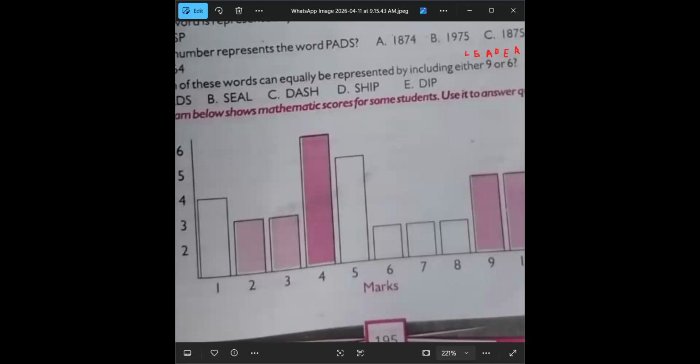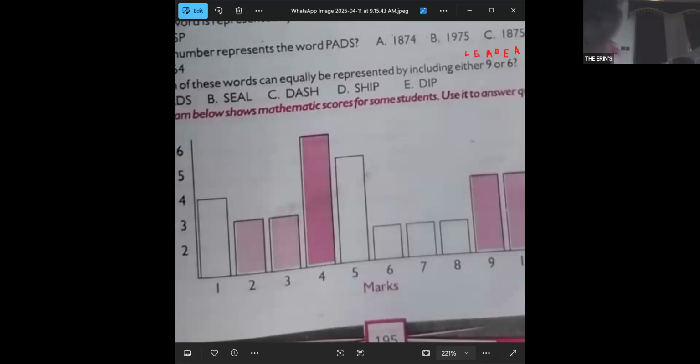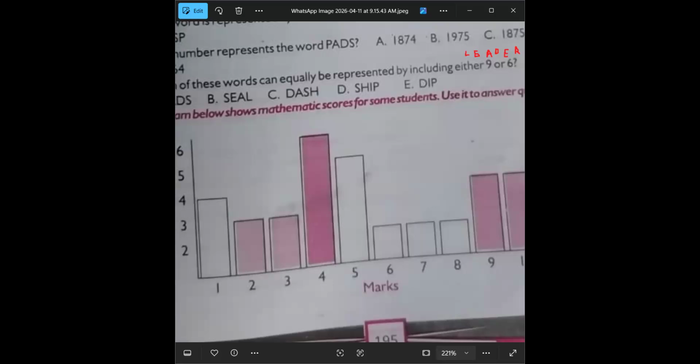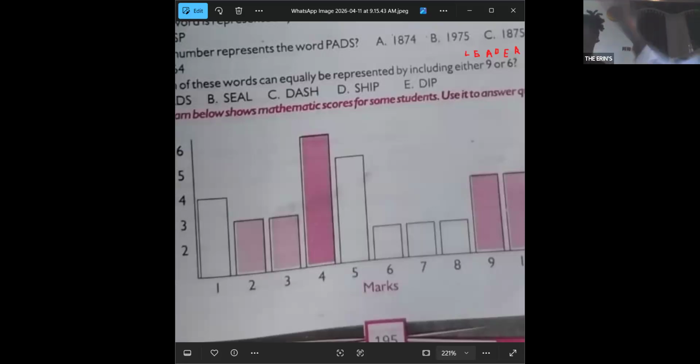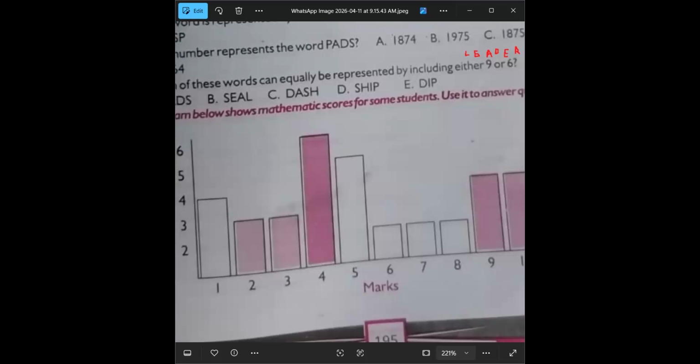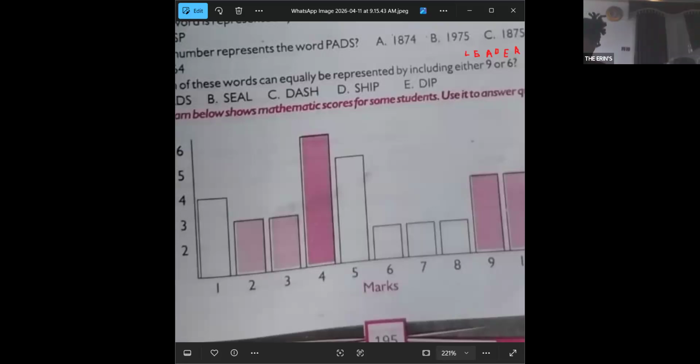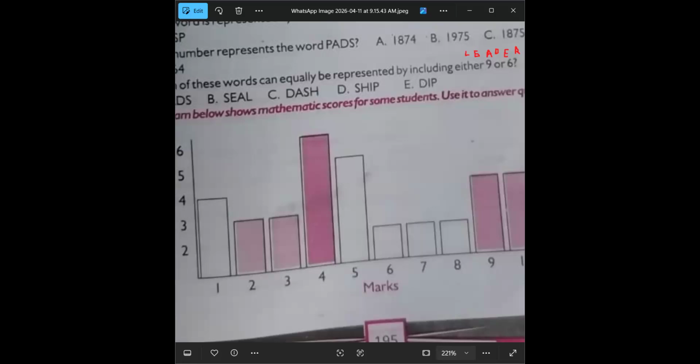Okay. Number 43 says, what is the most common mark? 4. Okay, I can say 4. Yes. So it looks like 4. Most people got 4, right? Yes, sir.